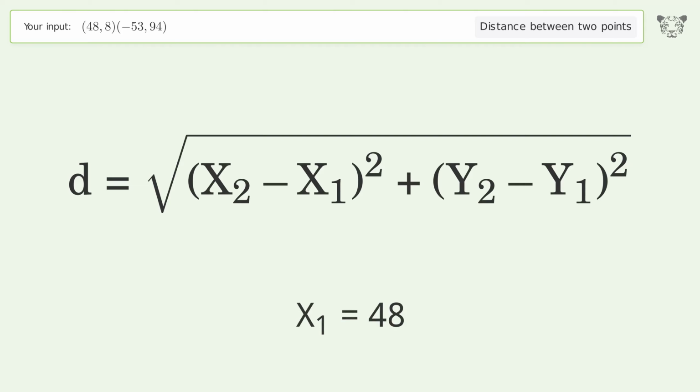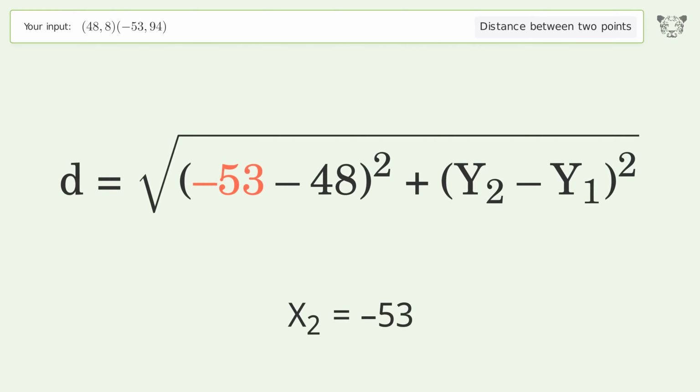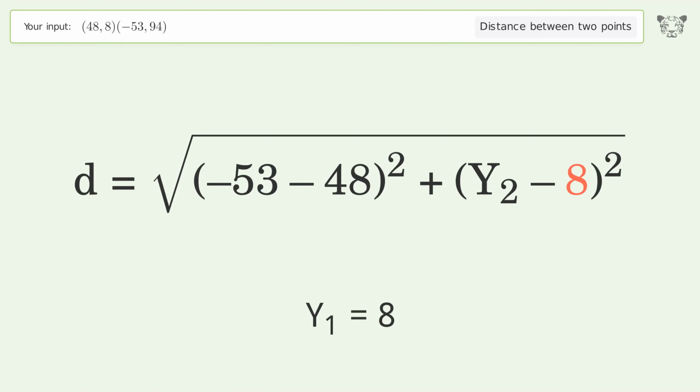x1 equals 48. x2 equals negative 53. y1 equals 8. y2 equals 94.